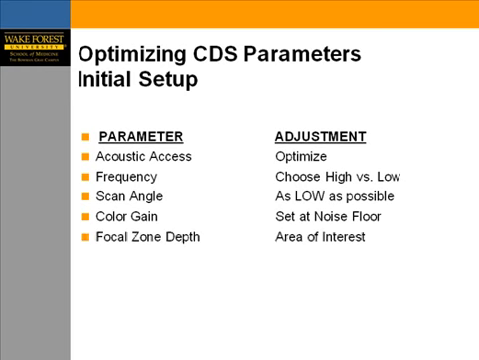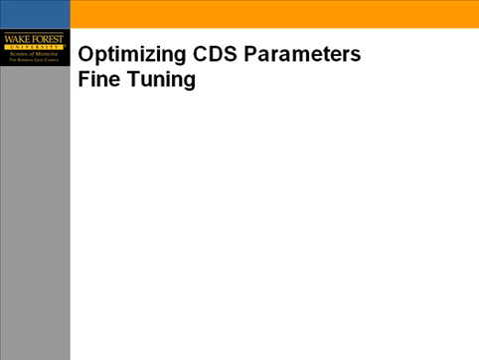The focal zone depth, the area of interest. Make sure your focal zone depth is always at the same level as the structure of interest that you need to identify or interrogate with color Doppler. Power output: the maximum allowable by the machine that you can get.